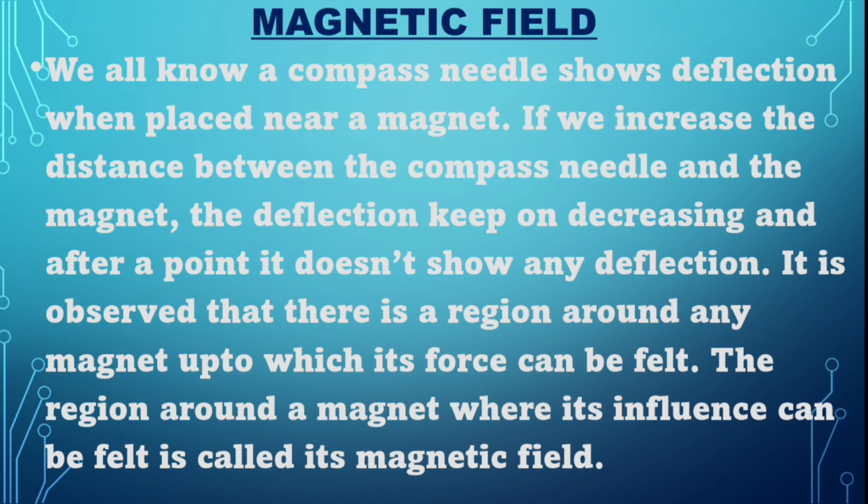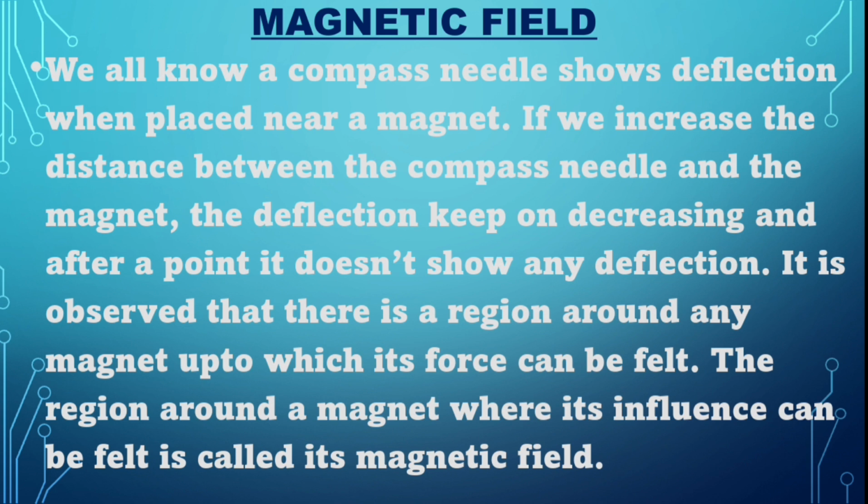Now we are going to start the important points on the magnetic field. We all know a compass needle shows deflection when placed near a magnet. If we increase the distance between the compass needle and the magnet, the deflection keeps on decreasing, and after a point it does not show any deflection.